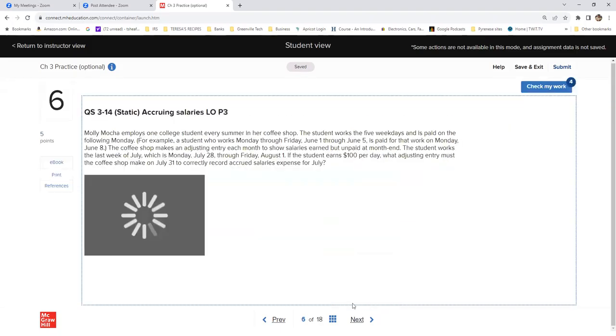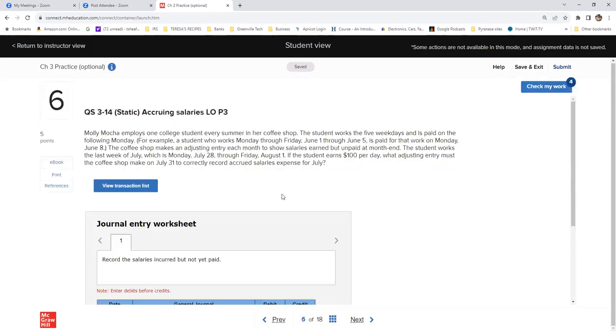Now, next, Molly Mocha employs one college student every summer in her coffee shop. The student works 5 weekdays and is paid the following Monday. The coffee shop makes an adjusting entry each month to show salaries earned but unpaid at the end of the month. Student works the last week of July, which is Monday the 28th through Friday, August 1st. So you got 4 days here. She's working in July, 28, 29, 30, 31. 4 times $100 per day is $400.